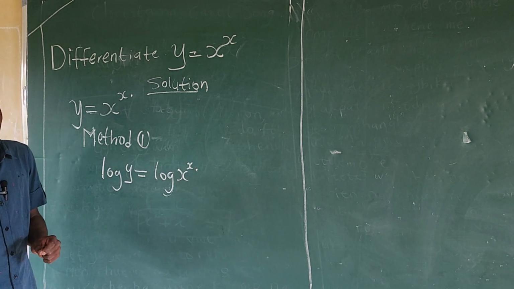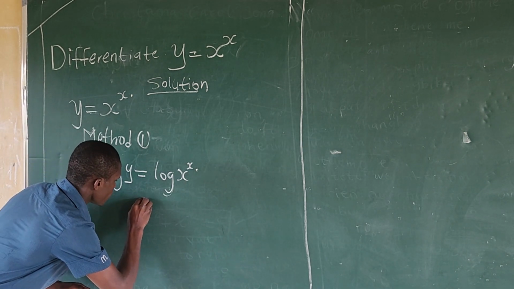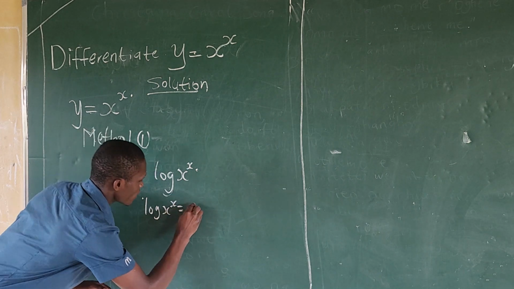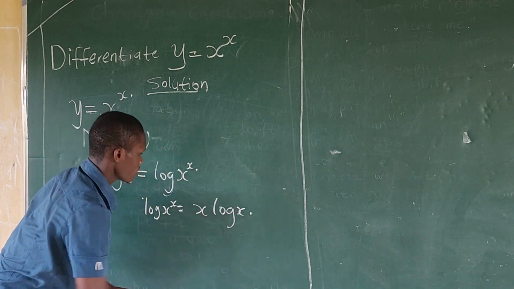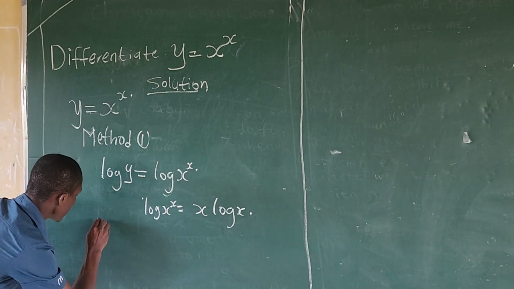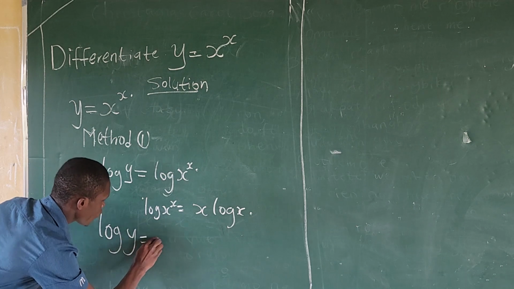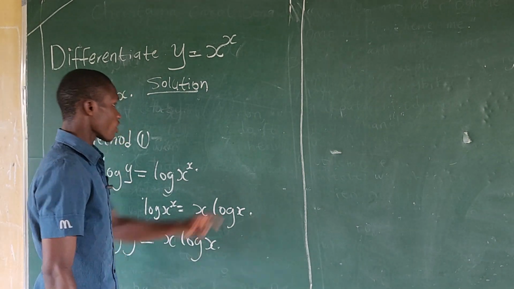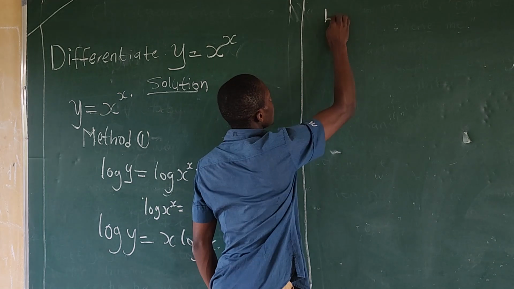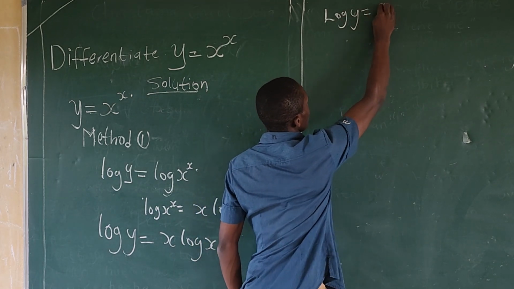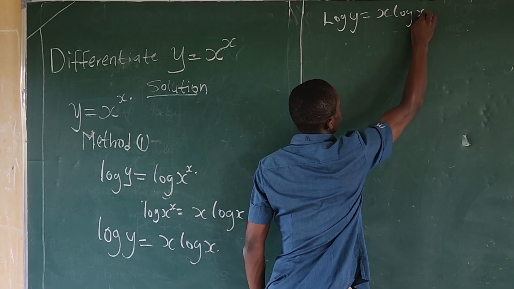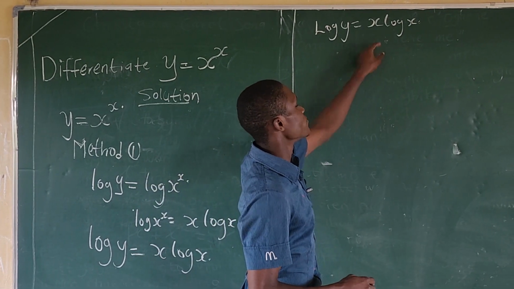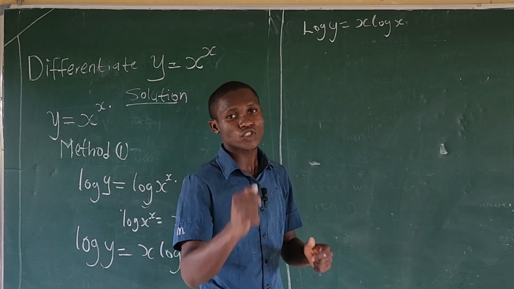With this, I'm going to apply a principle from logarithm, which says log of x raised to the power of x is also equal to x log x. So I'm going to have log y equals x log x. What is the next step? I'm going to apply the product rule formula in differentiation, with respect to x.